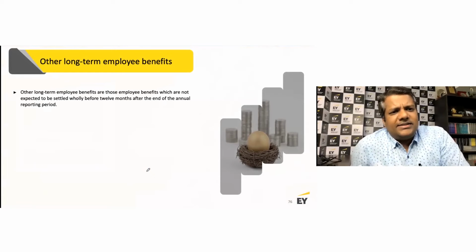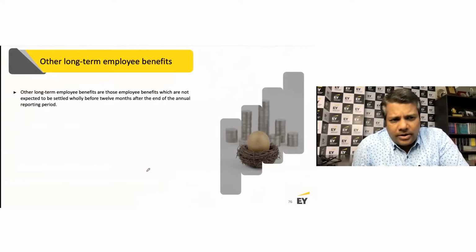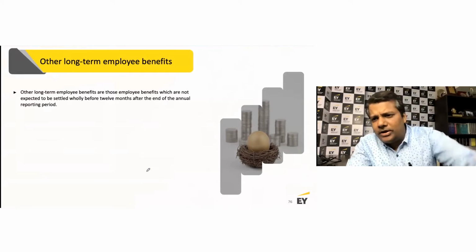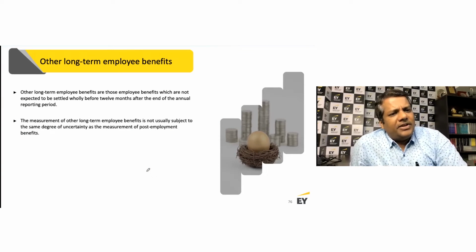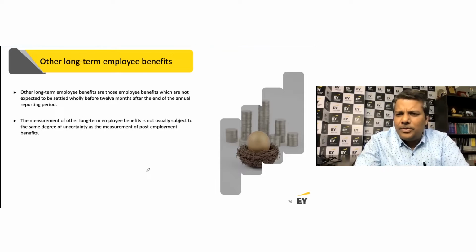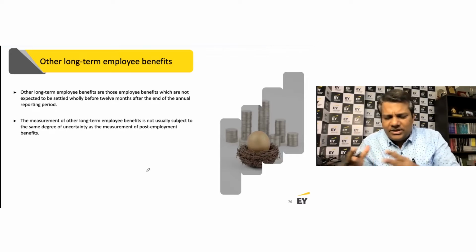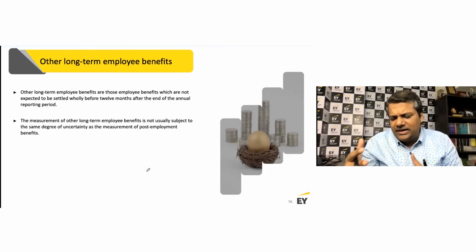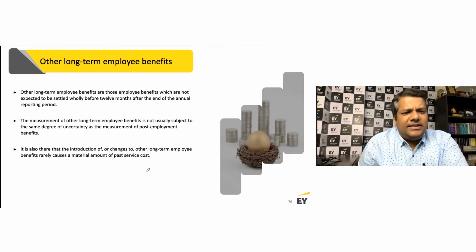So what are these? Other long-term employee benefits are those employee benefits which are not expected to be settled wholly before 12 months after the end of the annual reporting period. Things which go beyond 12 months are no longer short-term, hence they become other long-term. The measurement of other long-term employee benefits is not usually subject to the same degree of uncertainty as the measurement of post-employment benefits, because there are not too many variables. Unlike a defined benefit plan, where there are too many assumptions, here the assumptions are limited at best to a discount rate and the attrition rate. So that way it's easy.